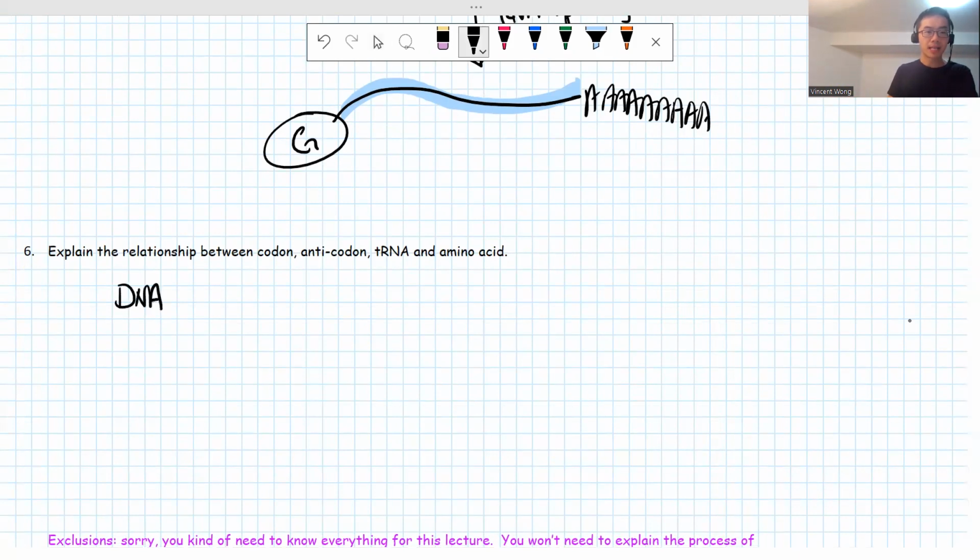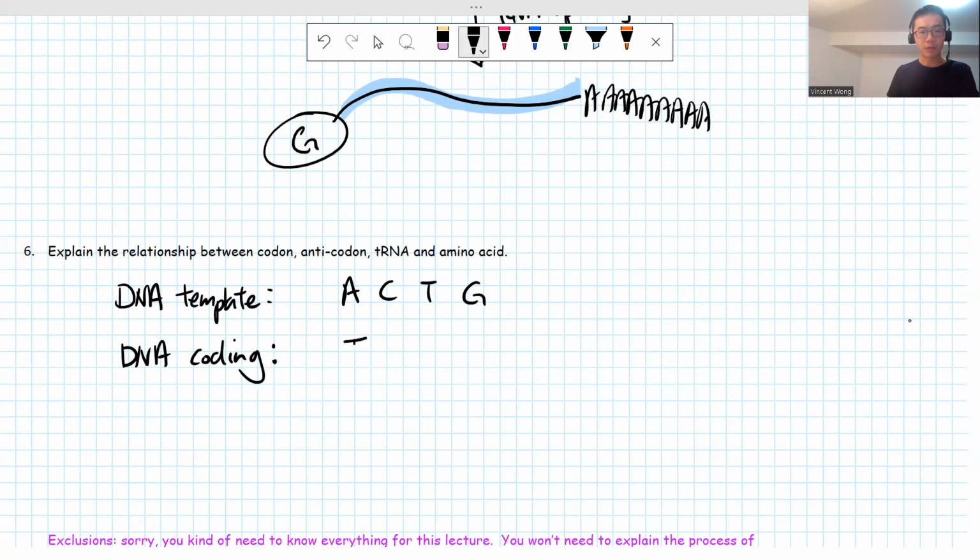Let's say we have the DNA template strand. Let's say it's ACTG. Then the DNA coding strand. I mean, you really should know this by now.